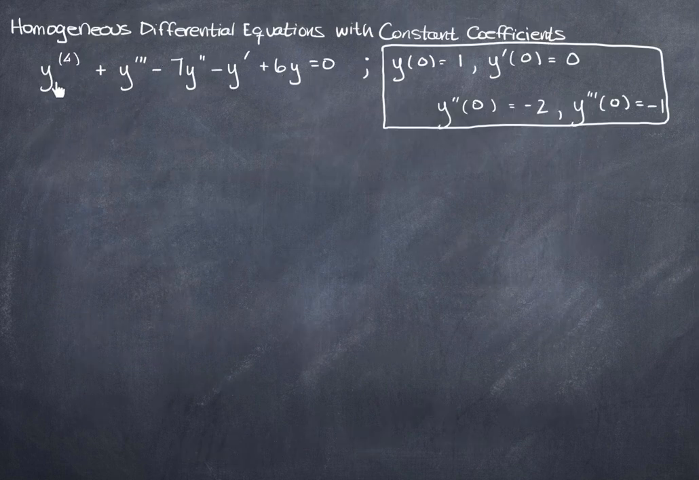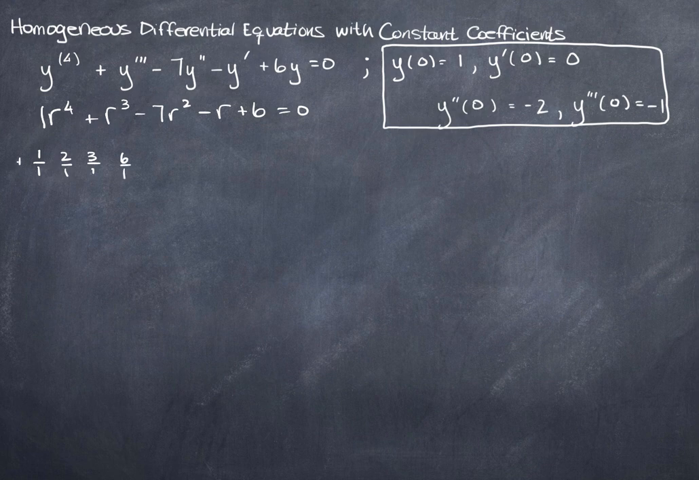Okay, here is our differential equation, and I've put the initial conditions into a box so that we don't let that information confuse what we're doing here. My characteristic equation is going to be r to the 4th plus r cubed minus 7r squared minus r plus 6 equals 0. And finding solutions to this may include using the rational roots theorem. Rational roots can be of the form 1. This is a 1 here, so we have 1 over 1, 2 over 1, 3 over 1, or 6 over 1. And of course, these can all be plus or minus those values. So I have 8 possible rational roots to consider.